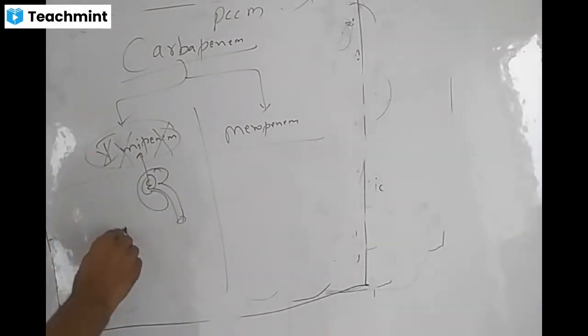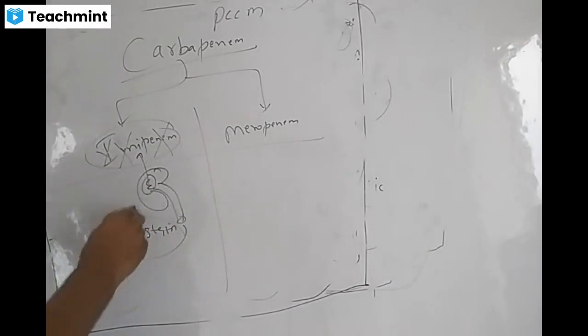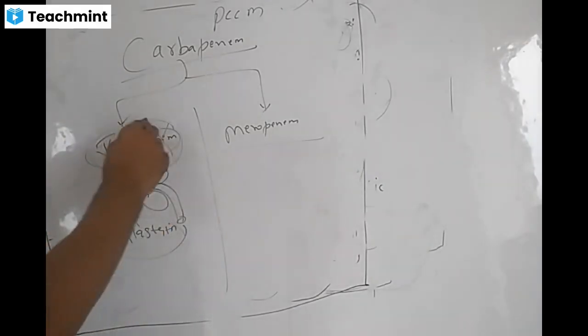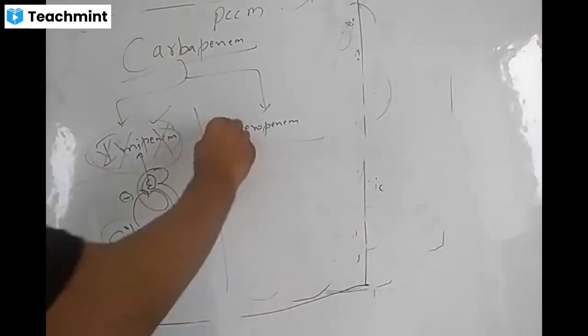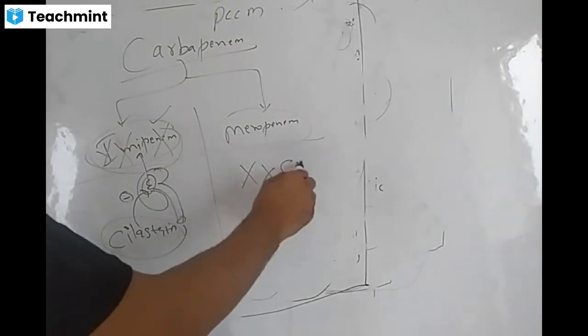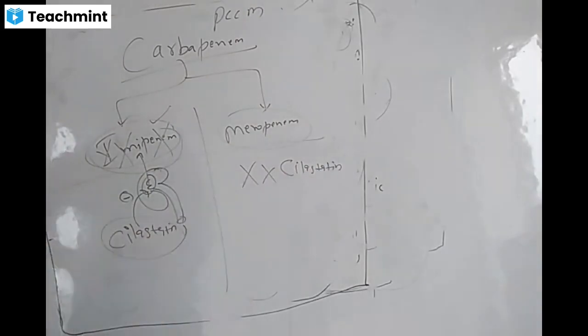So what we give, cilastatin. This molecule is added with the drug, and this molecule inhibits the enzyme so that our drug can easily work. But in case of meropenem, no need to add cilastatin. This is the important difference.